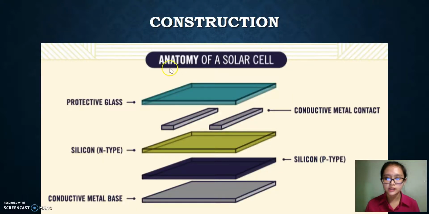Next, the anatomy of a solar cell. The topmost layer is a protective glass with an anti-reflective coating. The middle layer of the solar cell is the most important section. It is where solar energy is created through the photovoltaic effect and consists of two layers of semiconductors: N-type first layer, P-type second layer. And then the final layer is a conductive metal base.